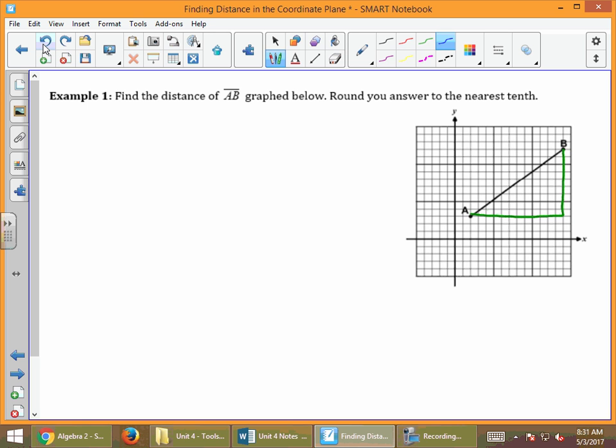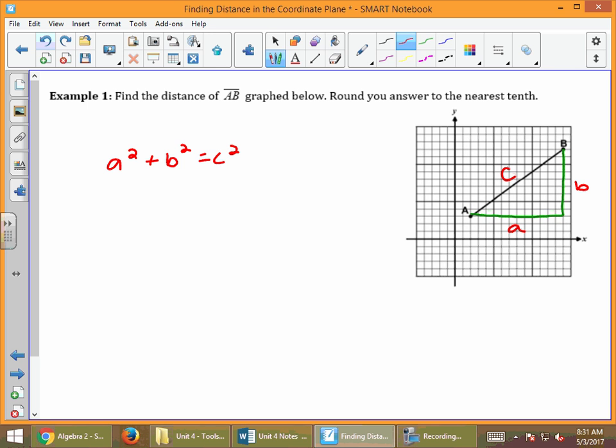Once you have your right triangle, you're going to label your A, your B, and your C. The slanted one, the segment you're trying to find, will always be your C, no matter what. And then it doesn't matter which one you make your A and which one you make your B. Again, we're using the Pythagorean theorem, which is A squared plus B squared equals C squared.